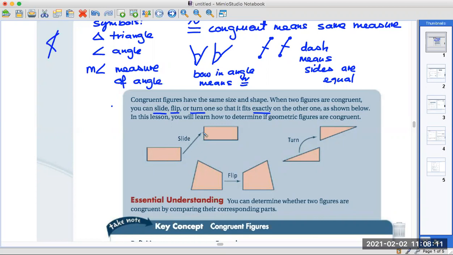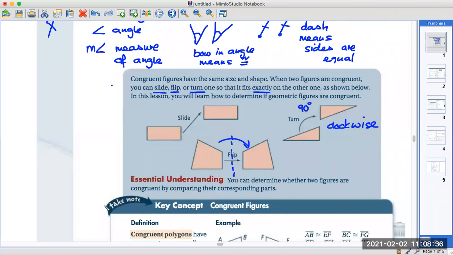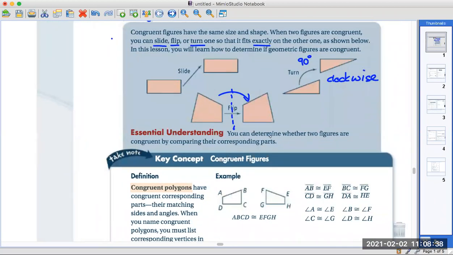So this is a slide, you're moving it up and over. This is a flip, you need like a line in the middle. That's called the line of symmetry, and you can flip it over, and then you can turn it. This looks like a 90-degree turn clockwise. So a quarter turn clockwise. And so you can determine or decide whether two figures are congruent or the same size by comparing their corresponding parts, which means you want to look at the parts that are in the same location in the drawing.